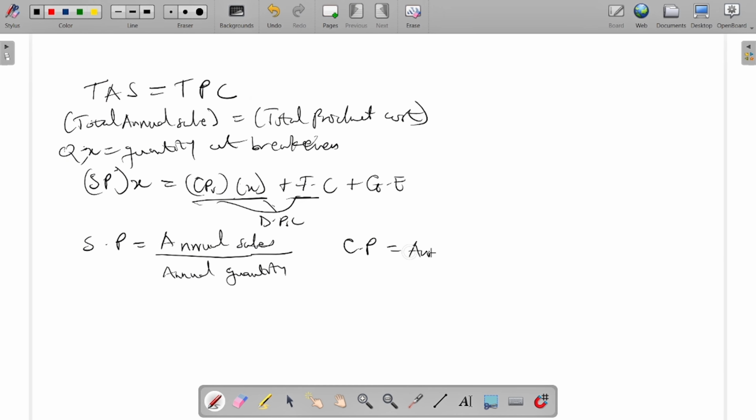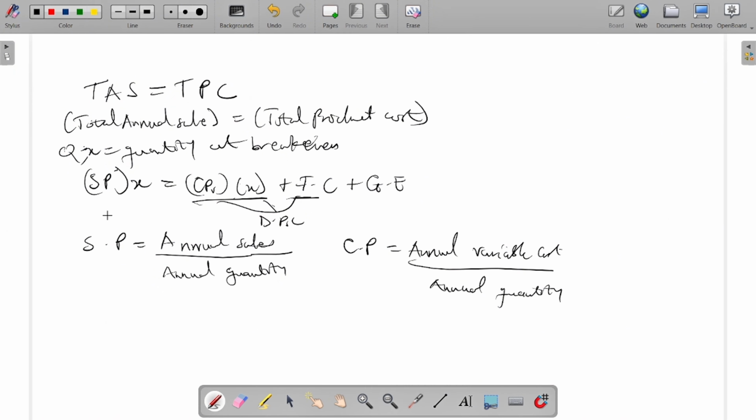Then we have the cost price per unit. That one is the annual variable costs divided by the annual quantity. Sometimes it is given to you in the question, maybe it's £2 per kg or £3 per kg, or any of them. So you need to know this one.